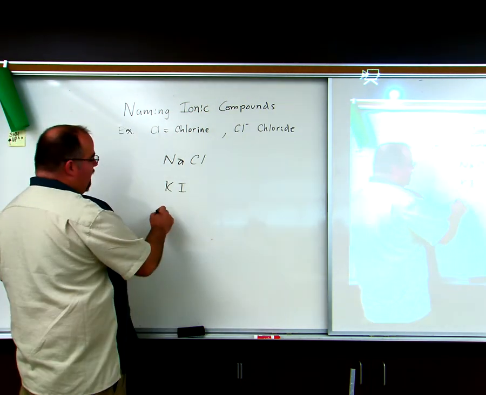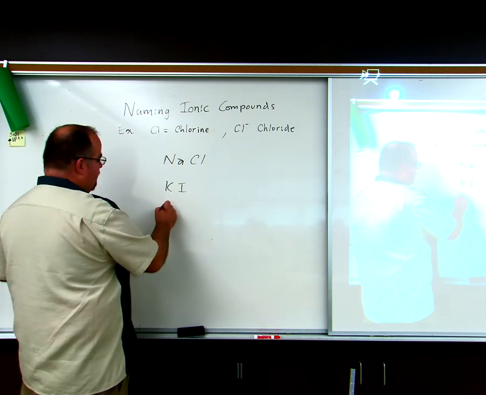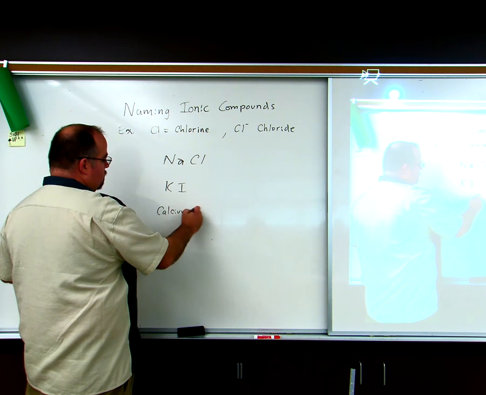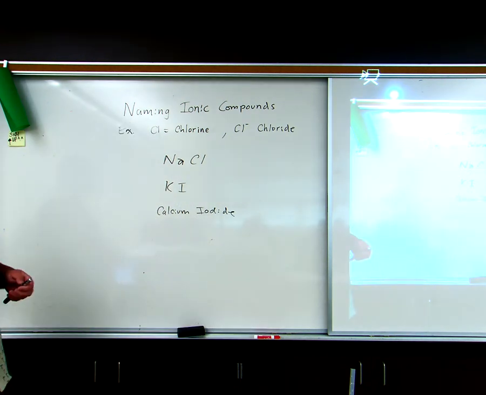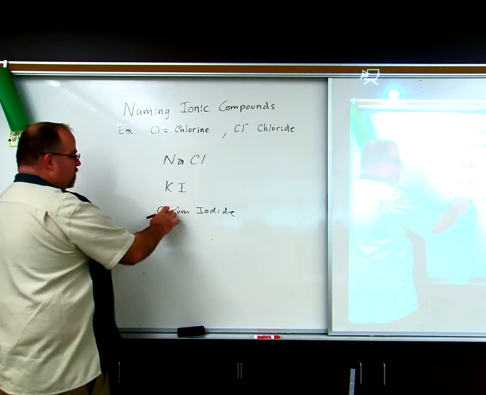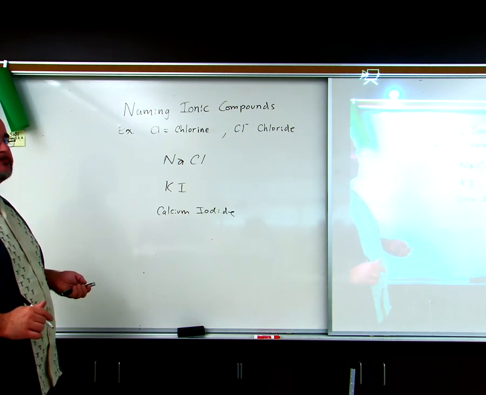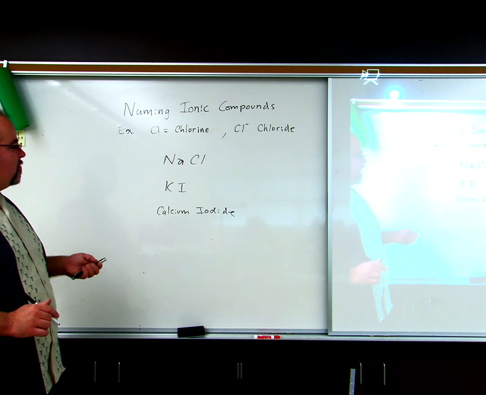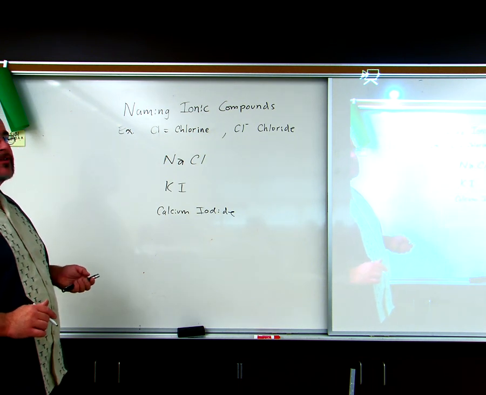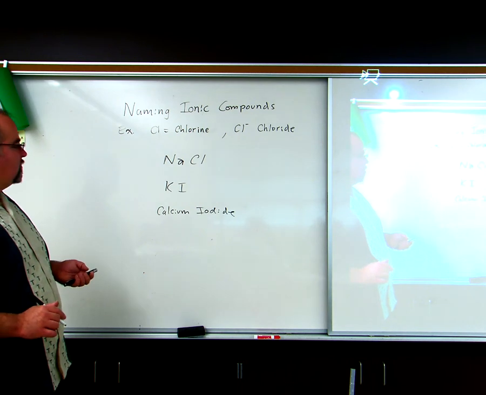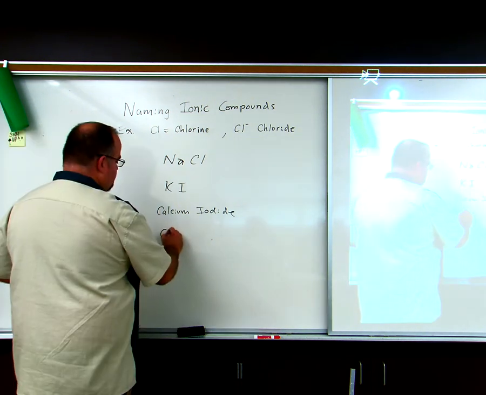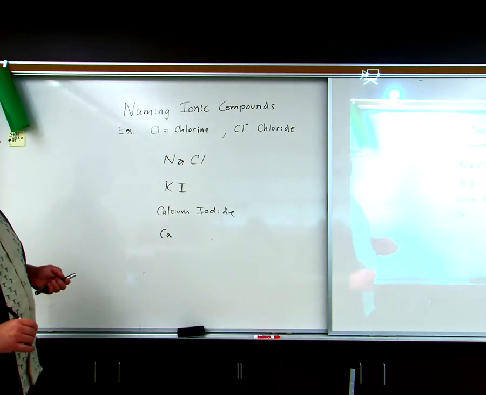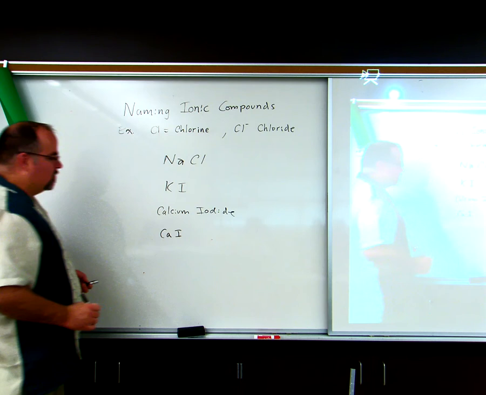Okay, now if I go the other way, if I give you the name and want you to write the formula, let's say calcium iodide, how would you know what formula to put? Jordan, how would you find out what formula to put? What's the symbol for calcium? Close, it's Ca. So we'll put Ca here. What about for iodine? I. Now, is this complete? No, it's not.